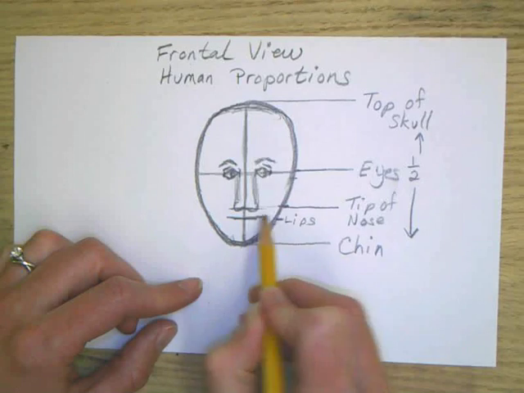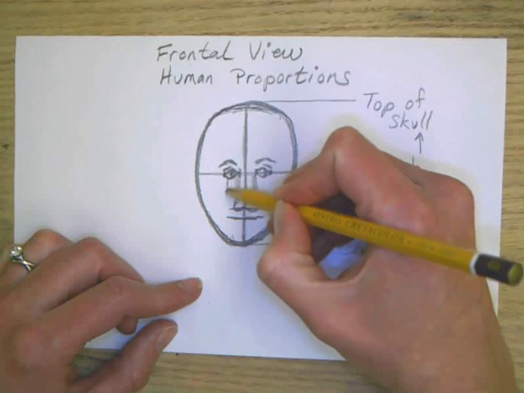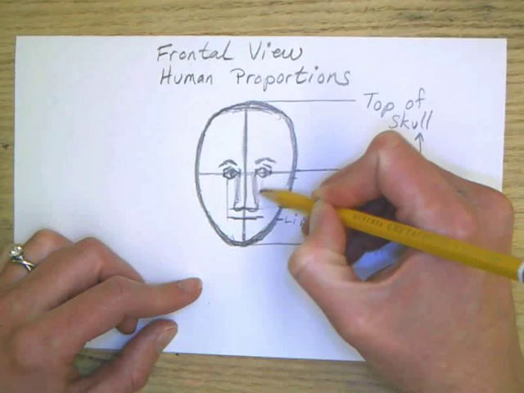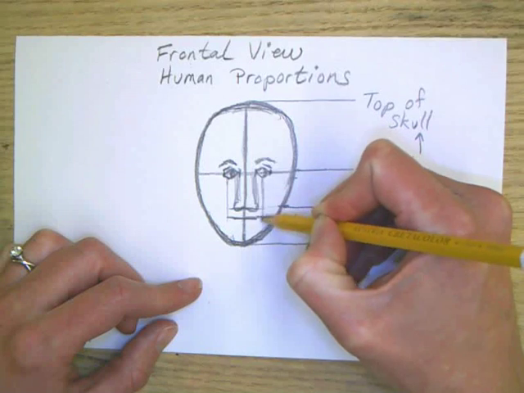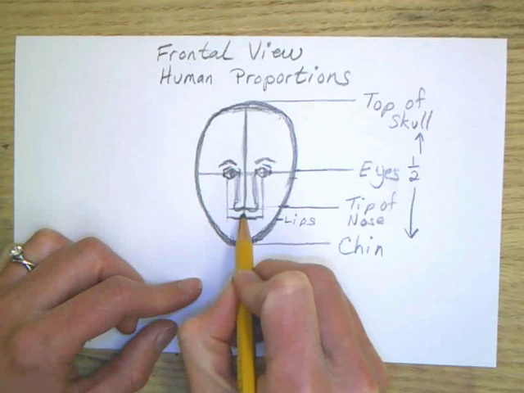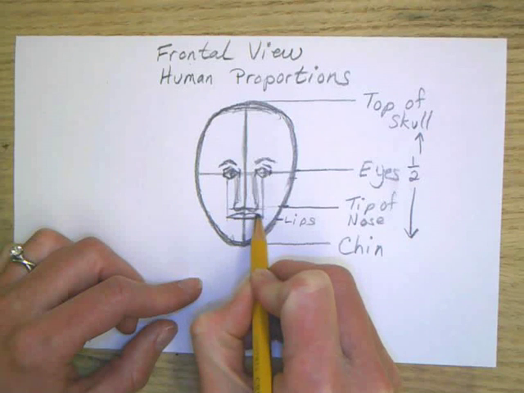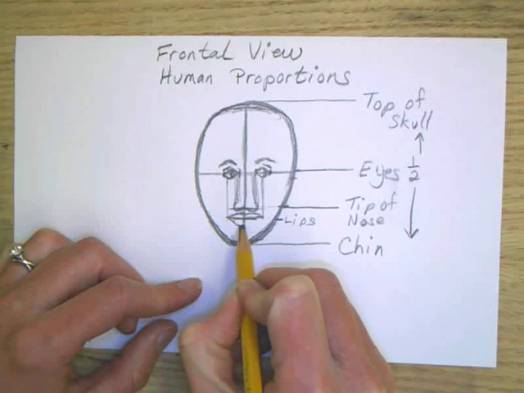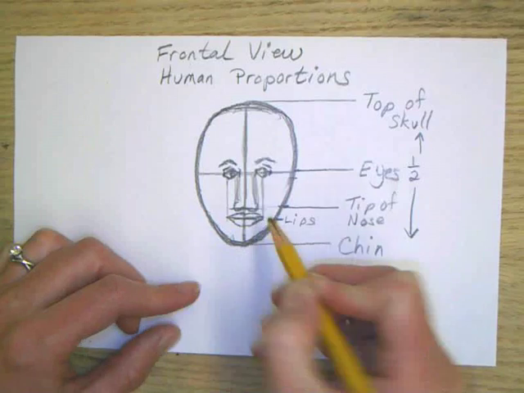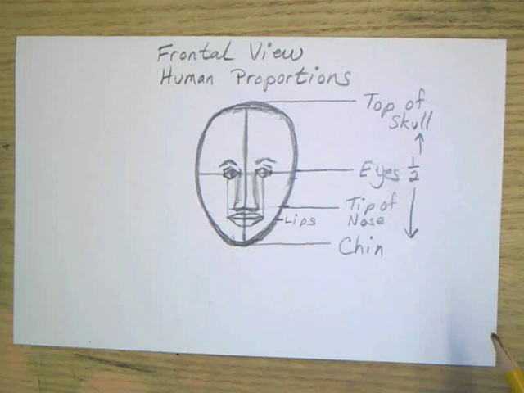Lips. Lips are going to stop in the middle of the eyes. The upper lip is going to be skinnier than the bottom lip. Women have bigger lips than men usually.